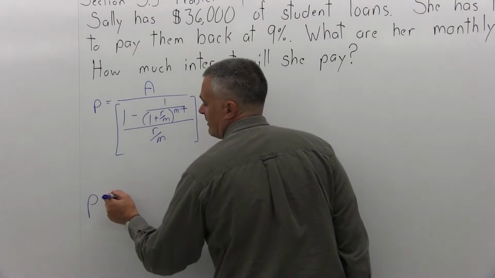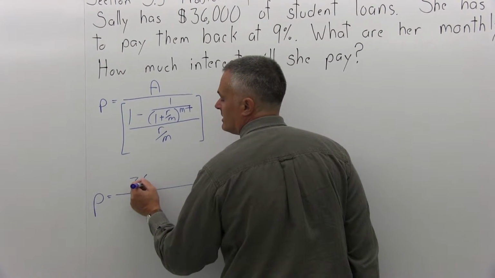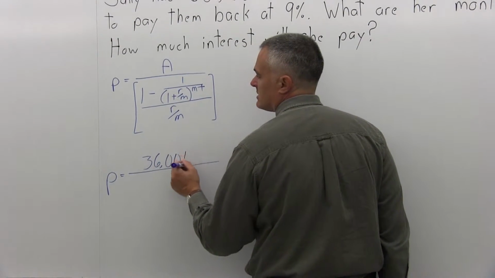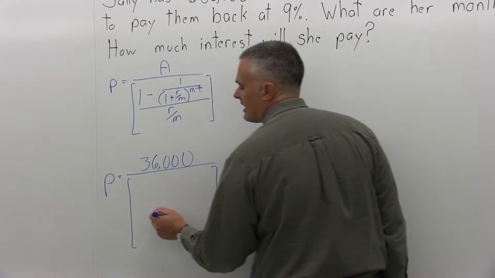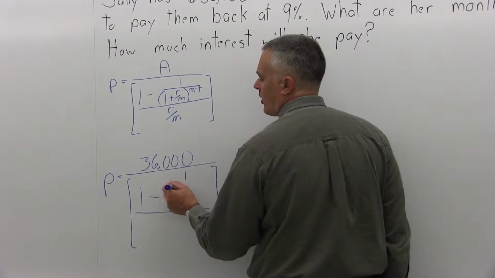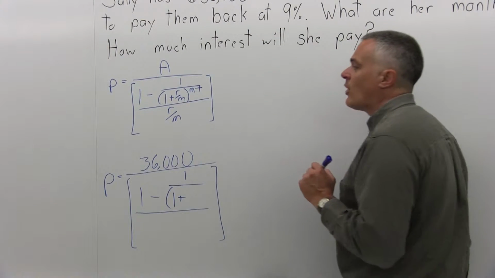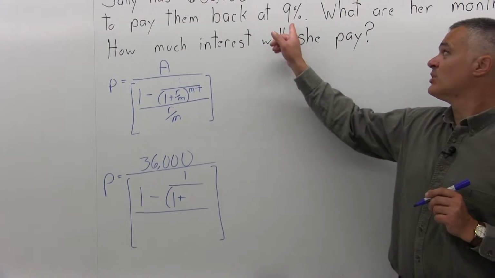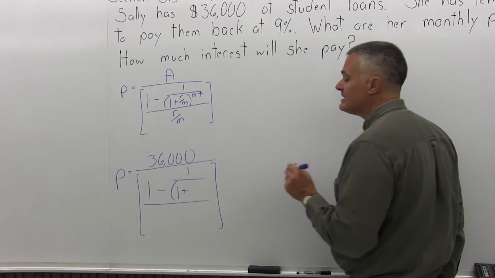we will have P equals A, the amount borrowed for this problem, $36,000. And I'll fill in the brackets underneath that. In the numerator of the brackets, 1 minus 1 over, in parentheses, 1 plus r over m. So r, the rate as a decimal, the rate is 9%. So as a decimal, that 9% would be written 0.09.